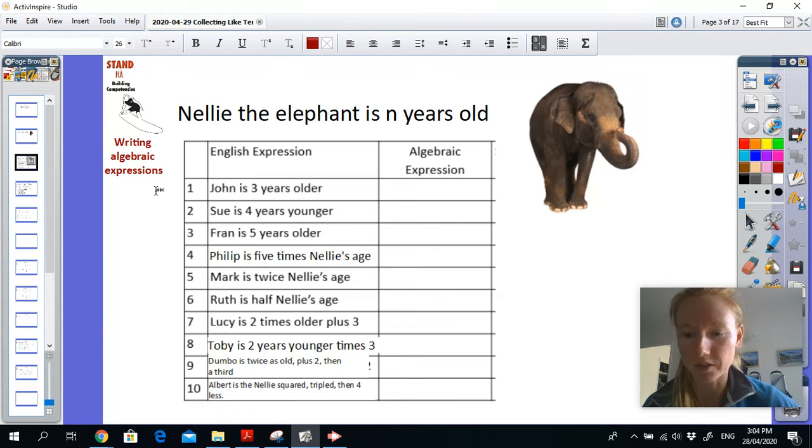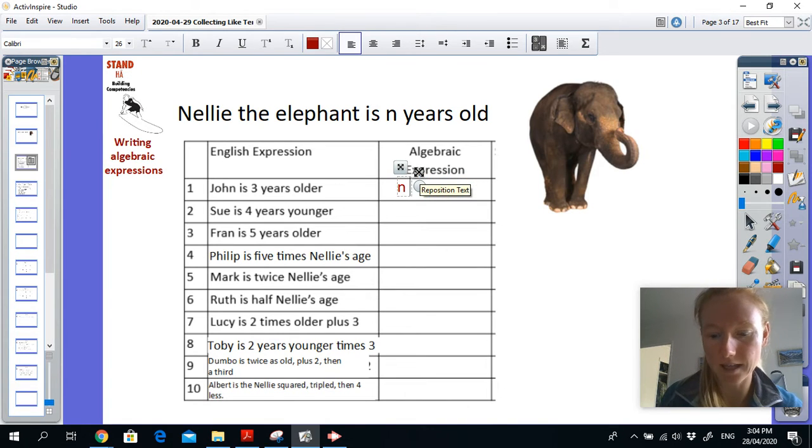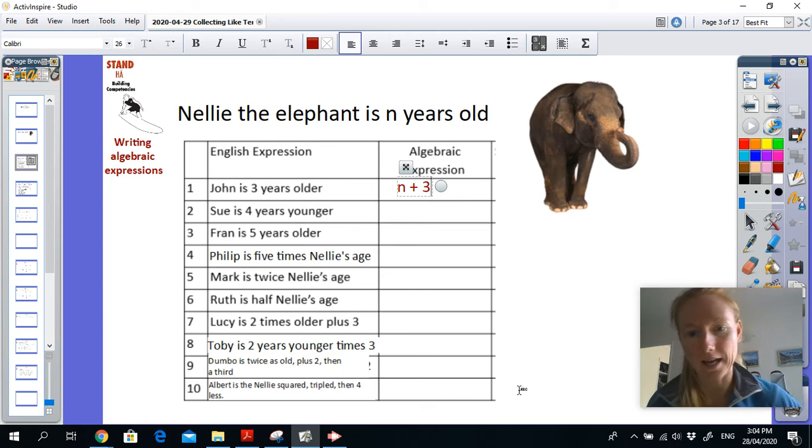So I'm going to go through a couple of examples here, and then you're going to give the rest of this table a go. So first of all, we'll look at John together. John is 3 years older than Nellie. So if John is 3 years older, we can use Nellie's age of n to know that we need to add 3 to it. Okay.